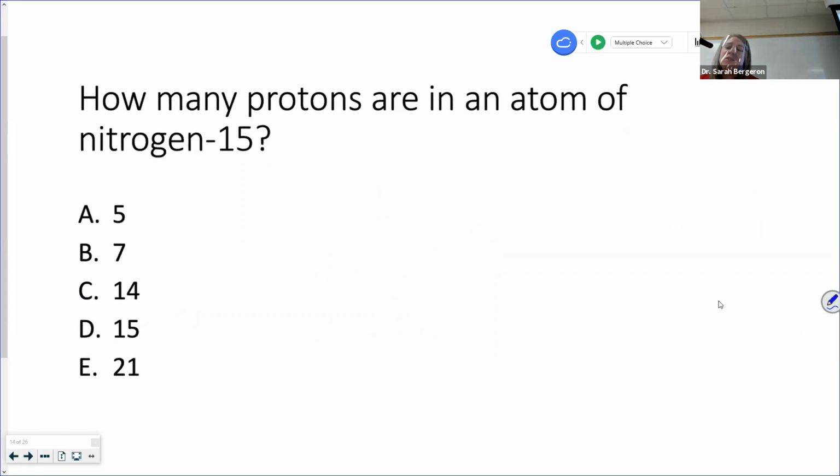How many protons are in an atom of nitrogen 15? Nitrogen 15. Where do I check in? You don't have to. When you answer a clicker question, it's going to automatically check you in.